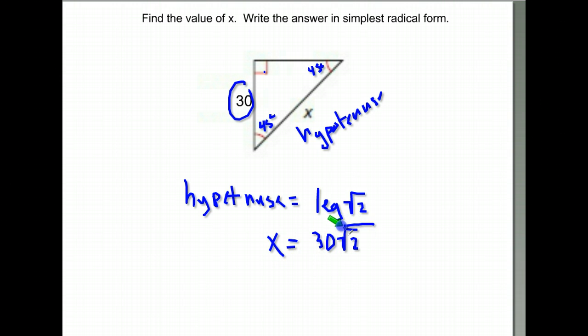Now, this is in simplest radical form. I don't have to do anything else to it. If they want a decimal form, I would go ahead and multiply those, but they want radical form, which means leave your square roots there. I don't have to do any simplifying because it wasn't a fraction and there was nothing in the bottom of the fraction. If they wanted me to multiply it out, I could. But anytime it says simplified radical form, I would just leave it as 30 square root 2.